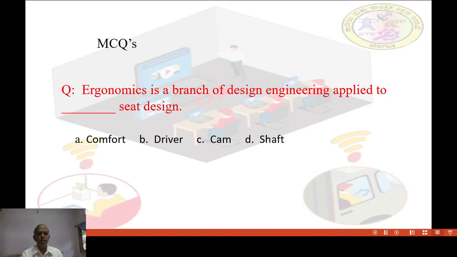Next, question number 3: Ergonomics is a branch of design engineering applied to dash seat design. The answer is driver seat.